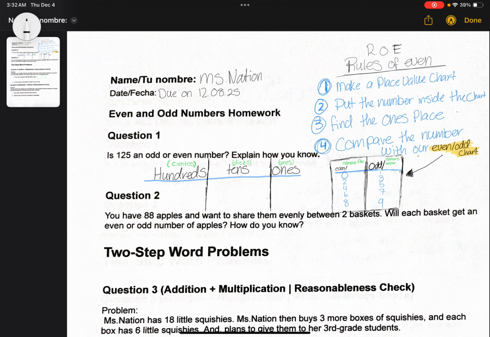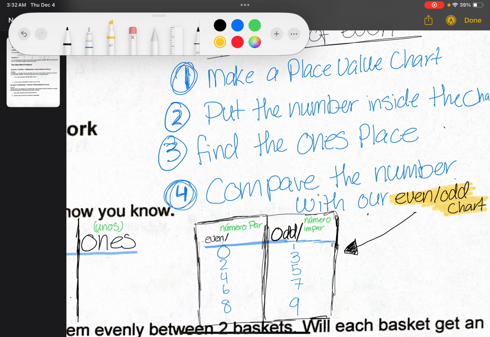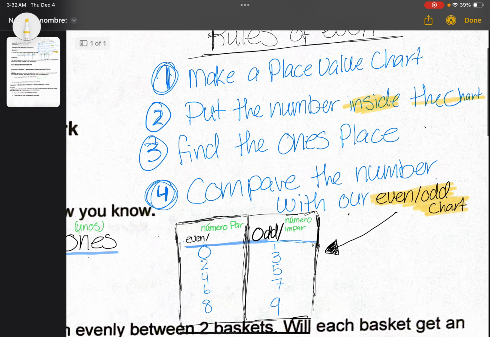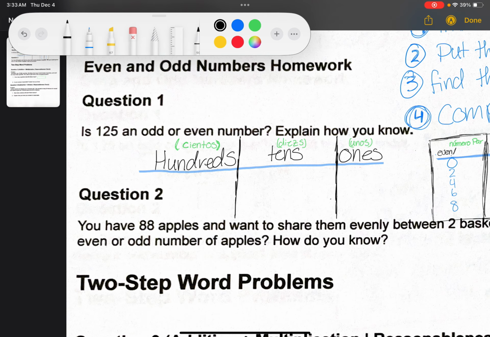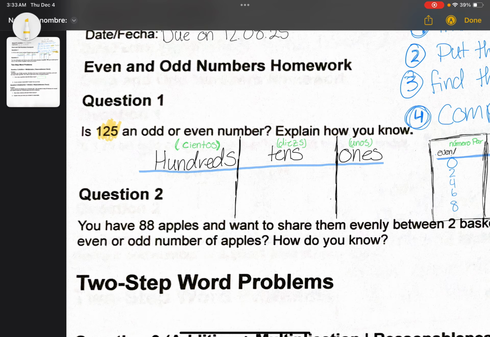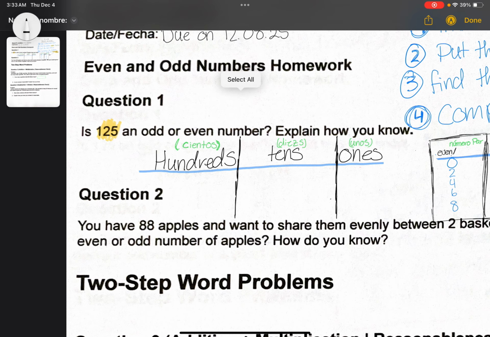in 3 place values. Next, step 2, put the number inside the chart. When I say the chart, I mean the place value chart or PV chart. Now, remember, our number is 125. So we're going to put these numbers in their correct spot. Let's start with, how many hundreds do we have? Looks like we have about 1. So we're going to put the 1 in the hundreds place.